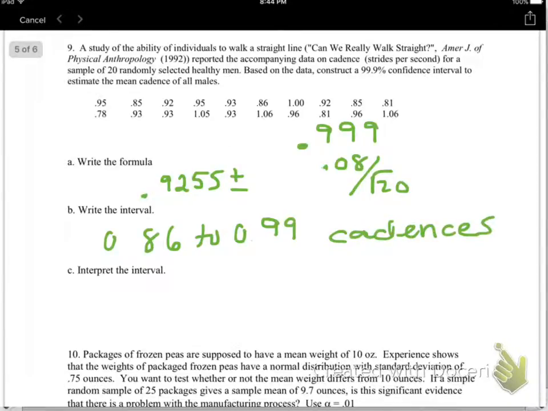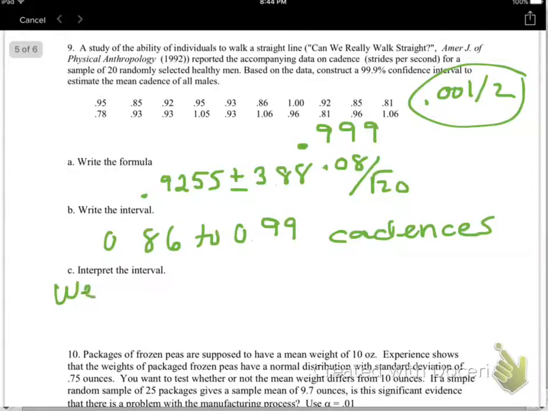All right, so now I'm going to go find my t-star. This is the number that I'm going to put in for my alpha. So 0.001 divided by 2, and my degrees of freedom is 19. And I get 3.88. Okay?